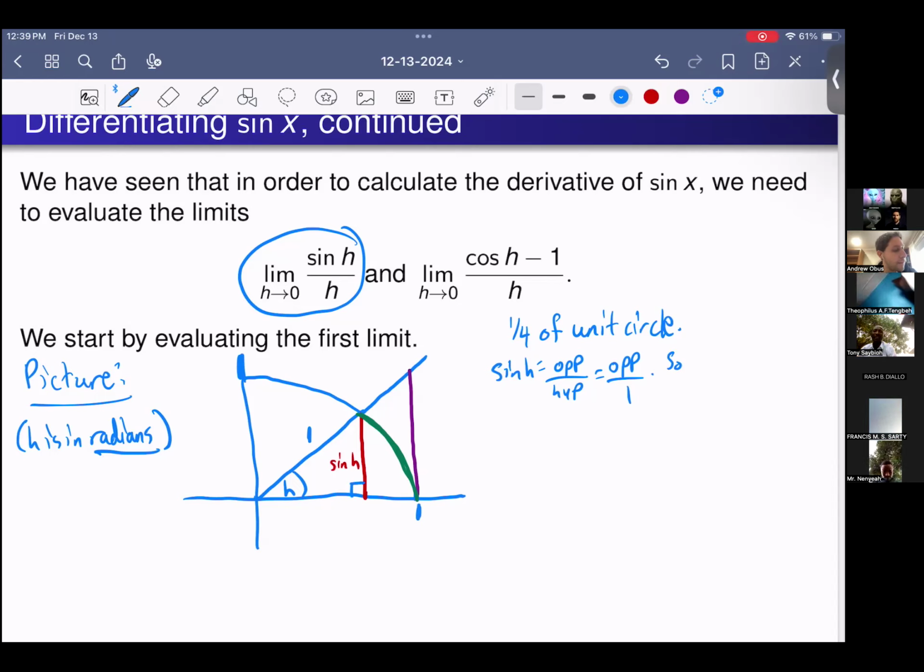Okay, so these are the sizes of all of these lines. This smaller vertical line is sine of h. The bigger vertical line is tangent of h. And this arc length in between is h. And what we see from this diagram is that sine of h is the shortest, this arc length here is in the middle, and then tangent of h is the longest. So we get an inequality that sine of h is less than h, which is in turn less than tan of h.